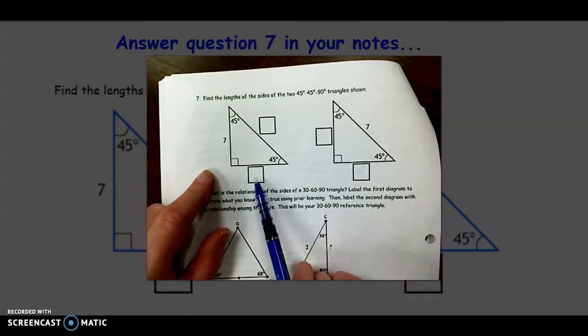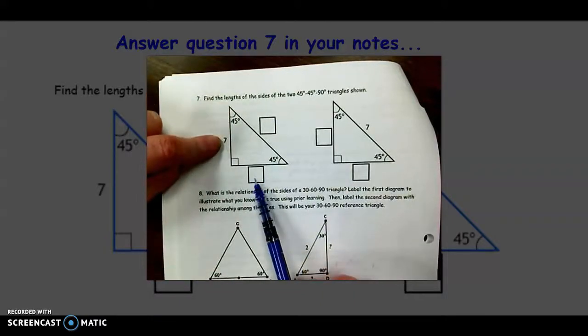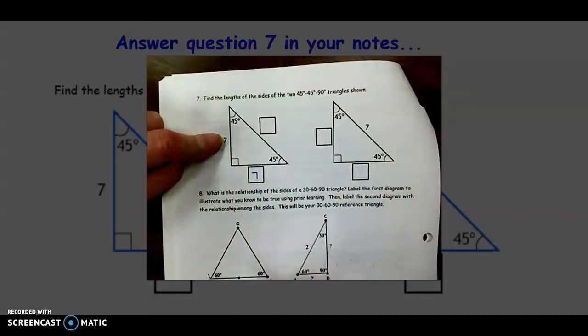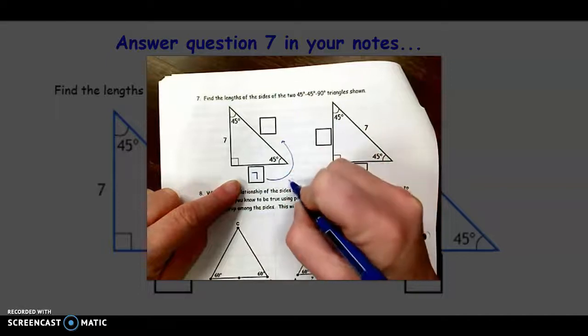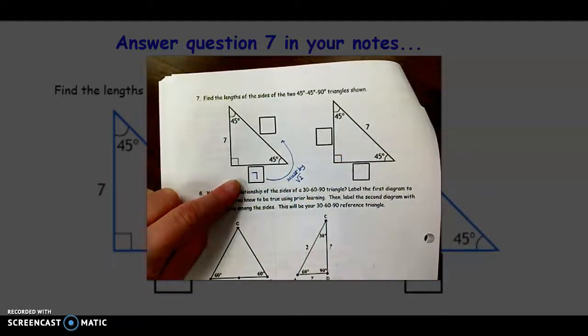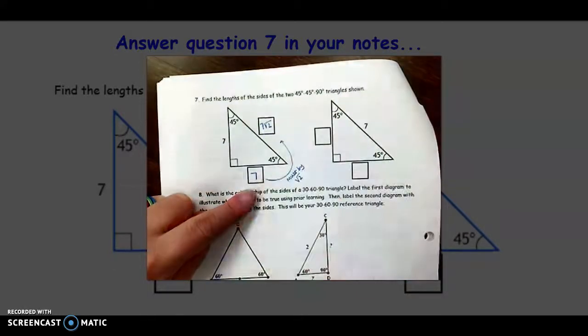Now, this answer should be super easy for you. Since these angles are congruent, these sides are congruent. So if this is 7, this is 7. Now, to remember, to get from the leg to the hypotenuse, all you're going to do is multiply by the square root of 2. So this hypotenuse is going to be 7 square roots of 2.